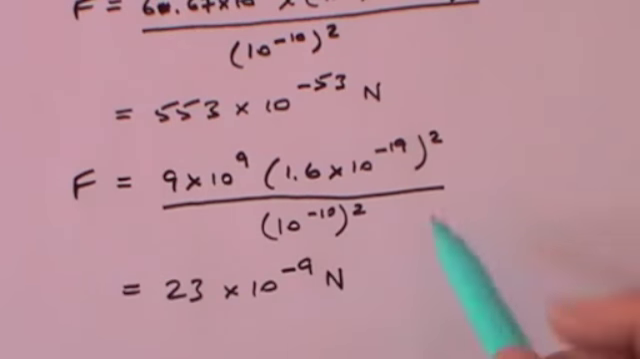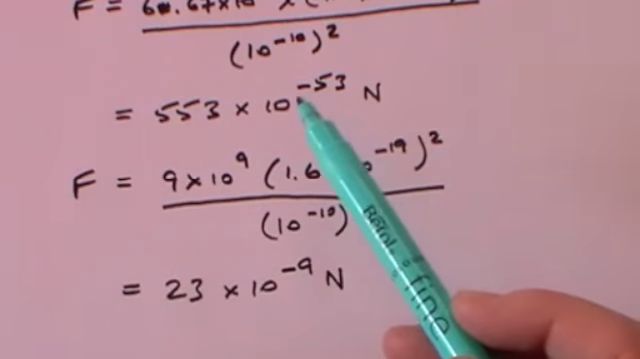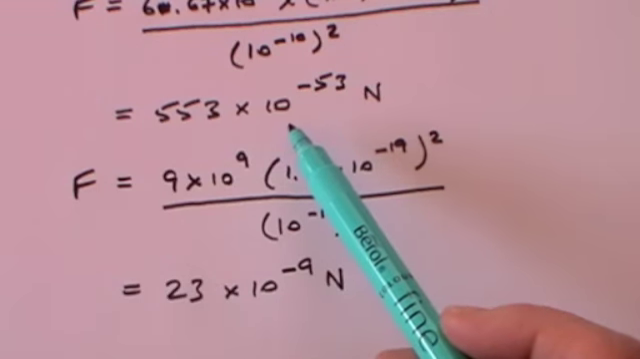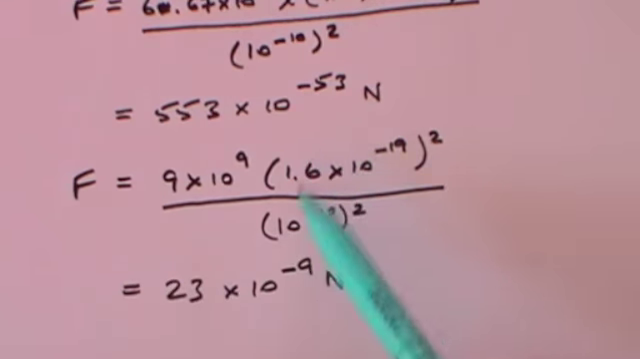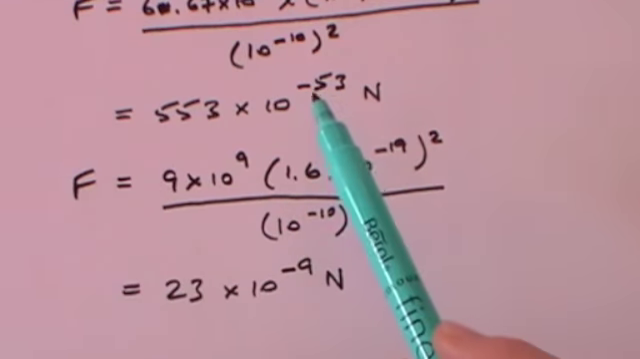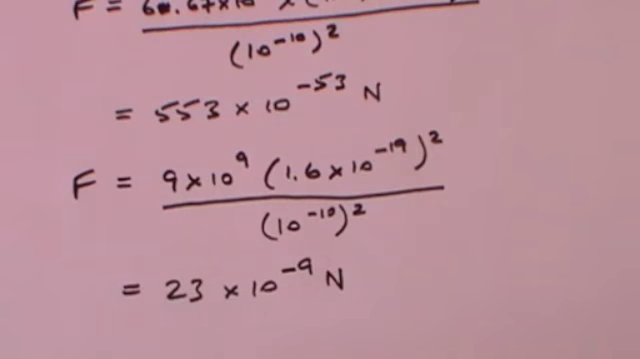So if you compare the two, you've got 23 times 10 to the minus 9 repelling, 553 times 10 to the minus 53 attracting. Huge orders of magnitude between the difference. The Coulomb force is massively greater than the gravitational force.